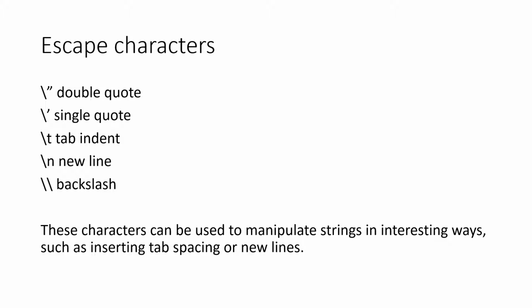So some common escape characters you'll see is the backslash double quote. This will actually create a printable double quote. It won't read it as the end of the string if you precede it with a single backslash. You can do the same thing with a single quote. You can use backslash T to create a tab indent. And you can use backslash N to create a new line.